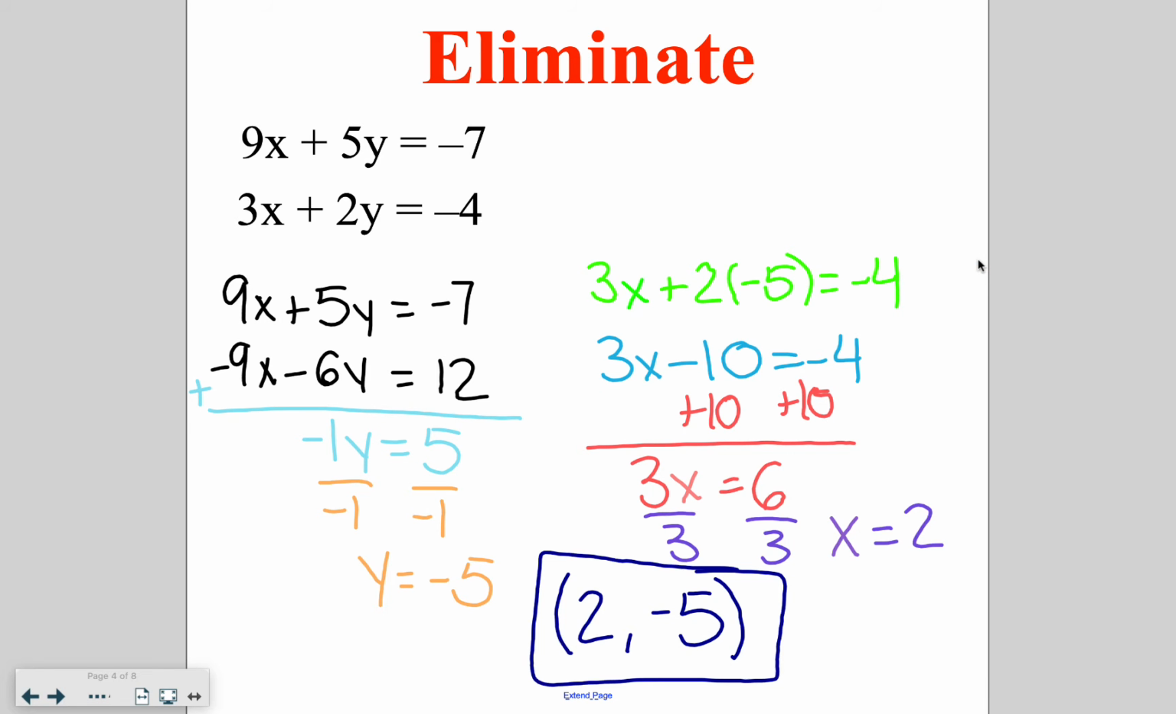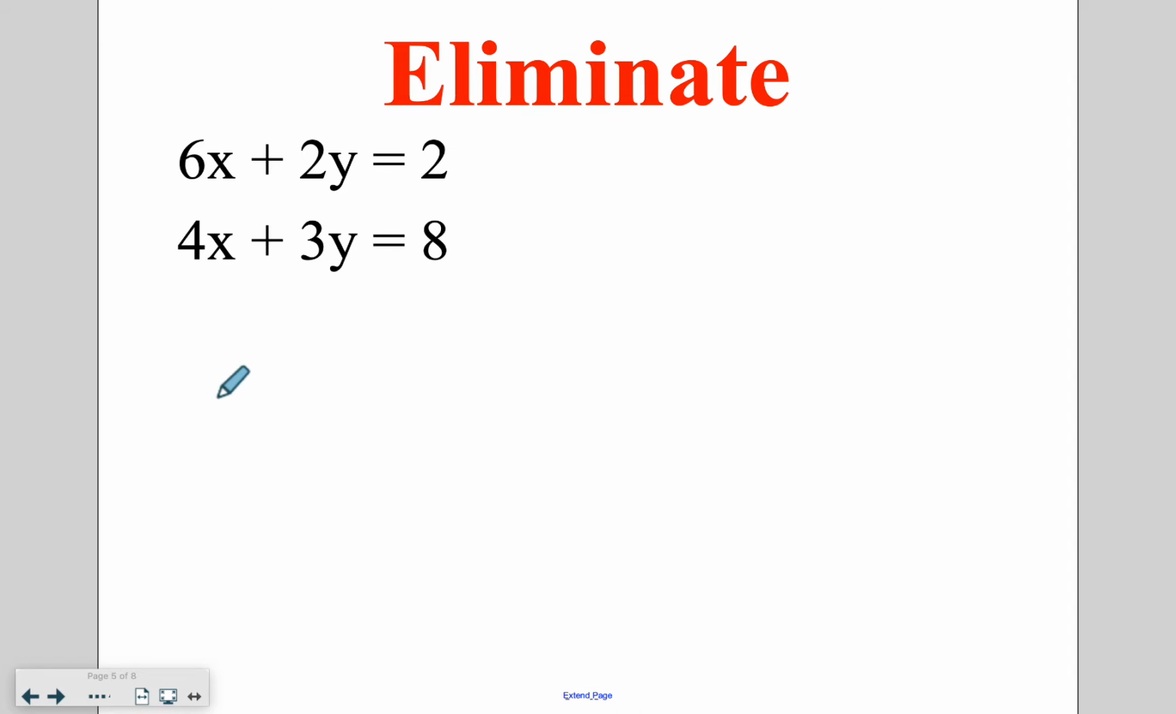In this case, you're going to multiply this whole second expression by 3 so that your x coefficients match up. I also multiplied by -3 so that I could add instead of subtract. So that's an option that you have, is always to multiply by a positive or a negative, so you can decide whether you are adding or subtracting. Either way, you're going to end up with a point of intersection at 2, -5.